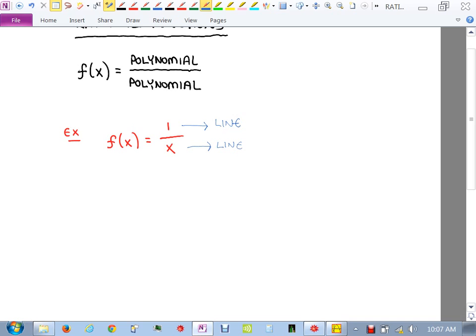So this is a rational function. Now the way we're going to graph this, just to get an idea of what's happening here, is to do it the old school style. We're going to do a big old t-table on the side here. We're just going to plug in some values of x and figure out what the function spits out.